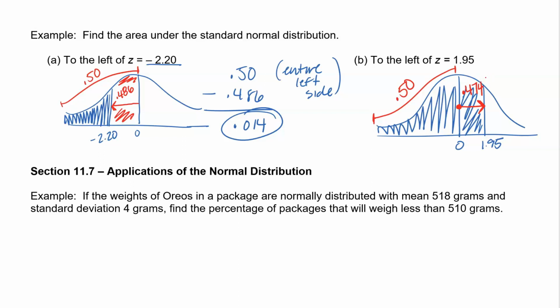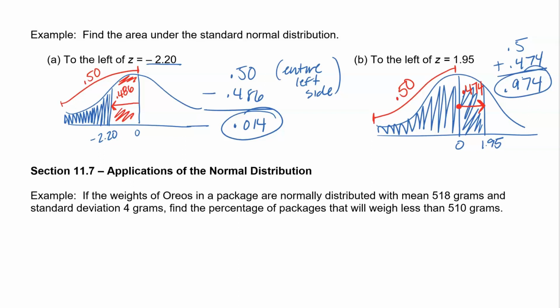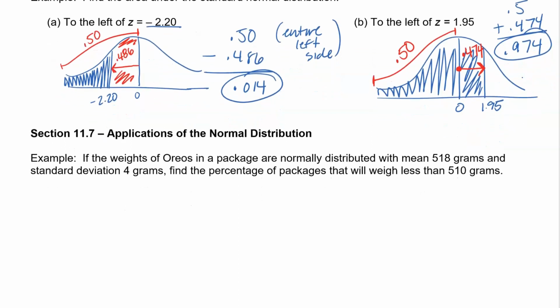Okay, so I am actually going to add those two numbers together. So I'm going to take 0.5 and add 0.474 and get 0.974, okay, which is 97.4%. So the majority of the data values are going to be in that range. Okay, so that was all of the first section, 11.6.